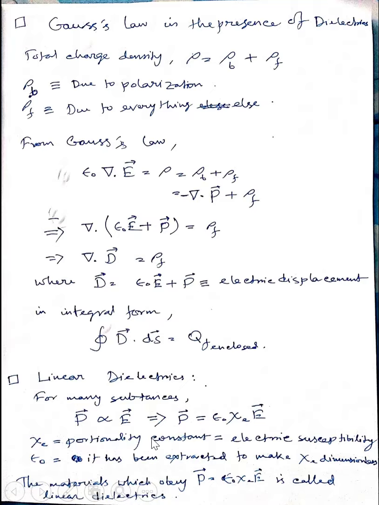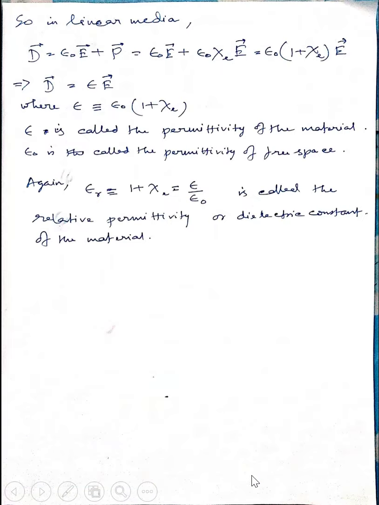So you already know what a linear dielectric is. If someone asks you, you can say that if the material obeys P equals epsilon 0 chi e times the electric field vector E, then it is called a linear dielectric. So in dielectric media you can write D equals epsilon 0 E plus P, and if you replace P by the linear dielectric formula, you find epsilon 0 times 1 plus chi e, into E, right?